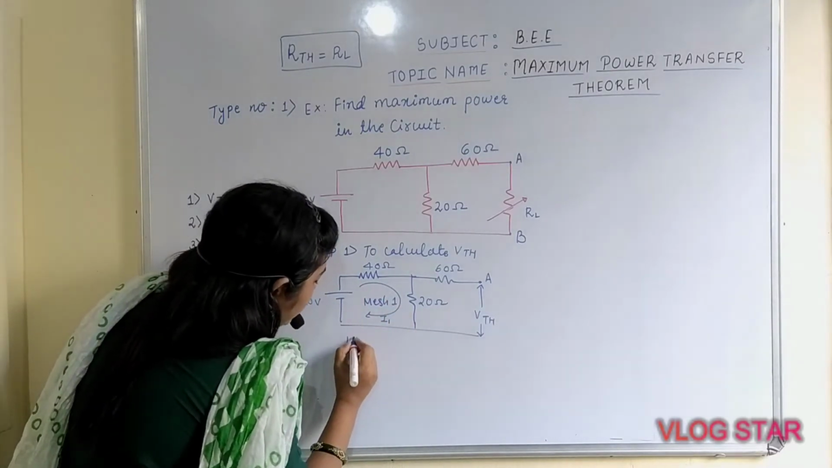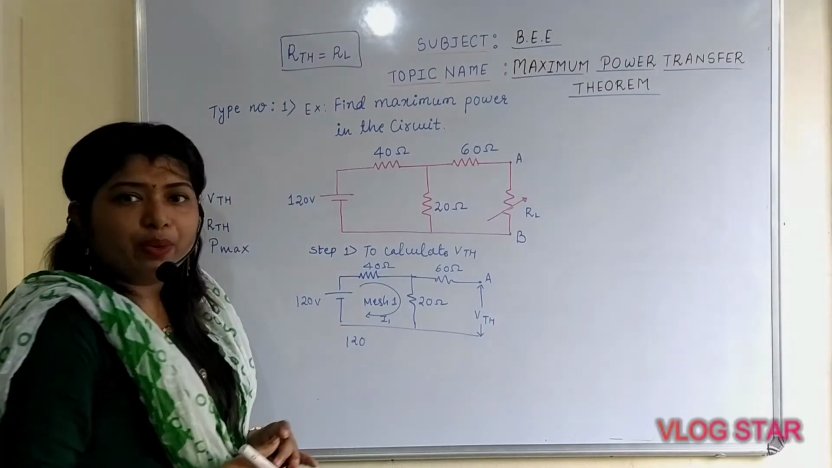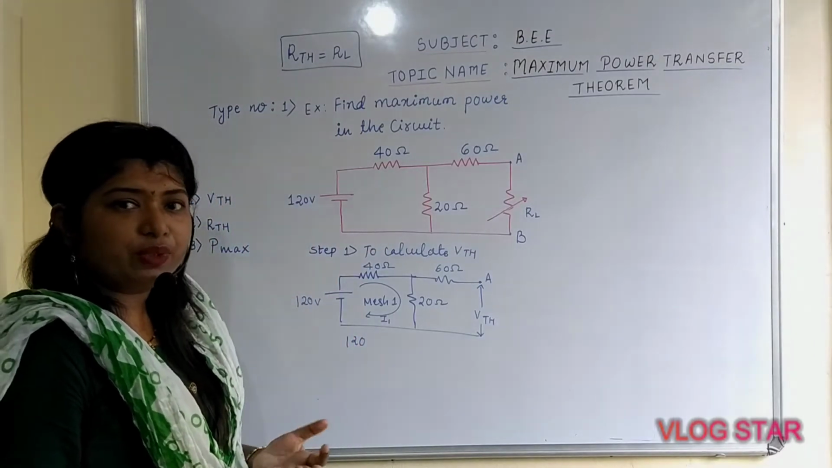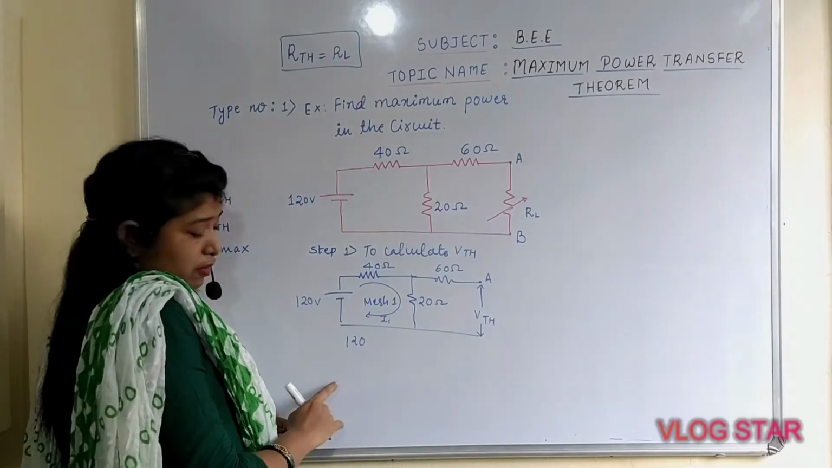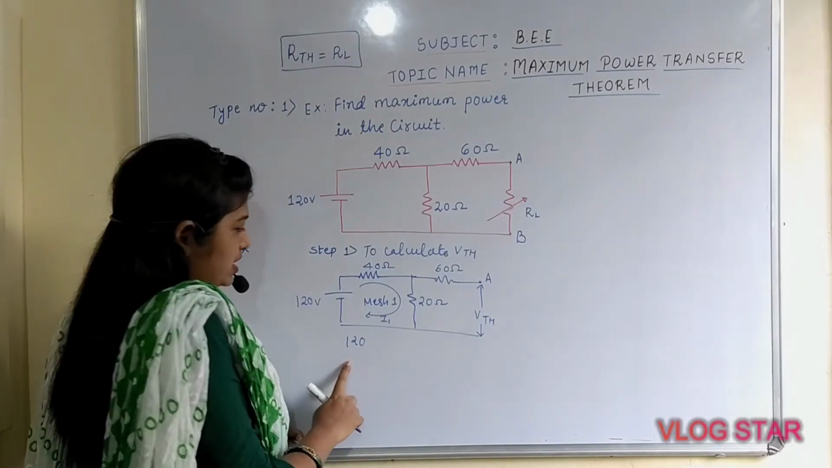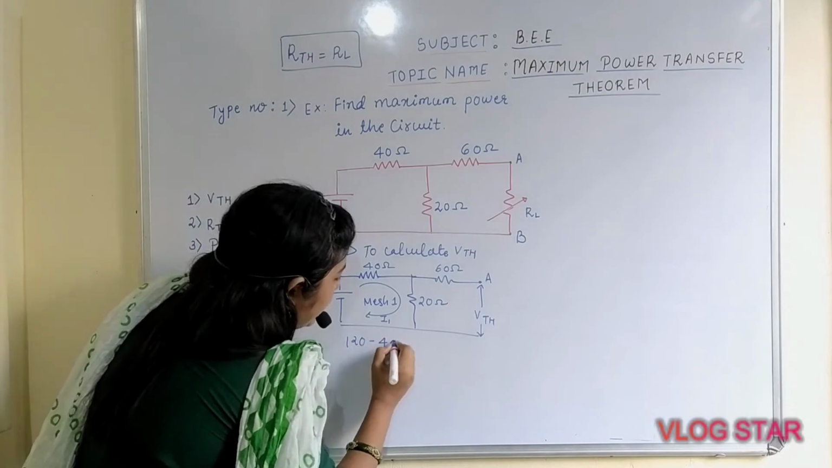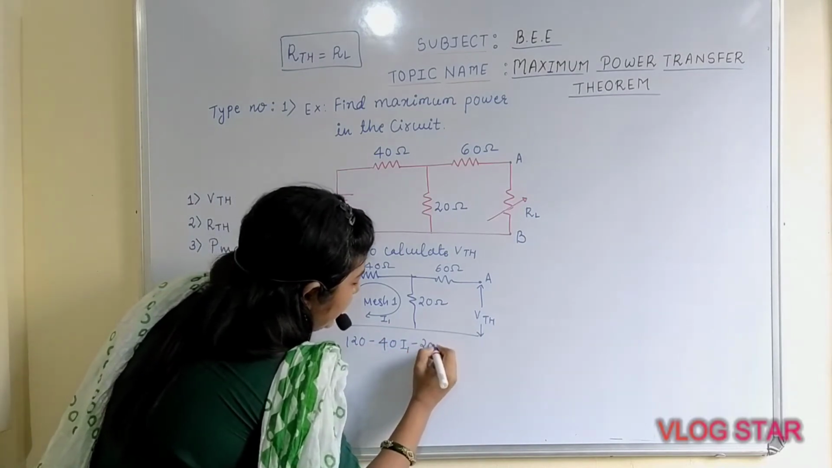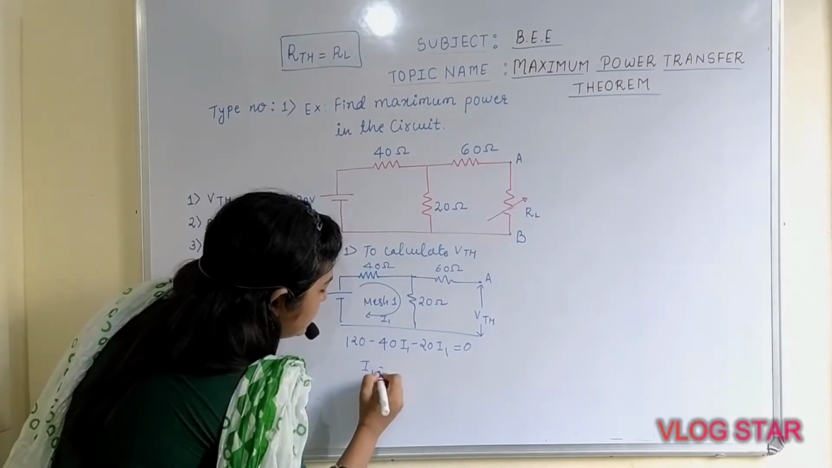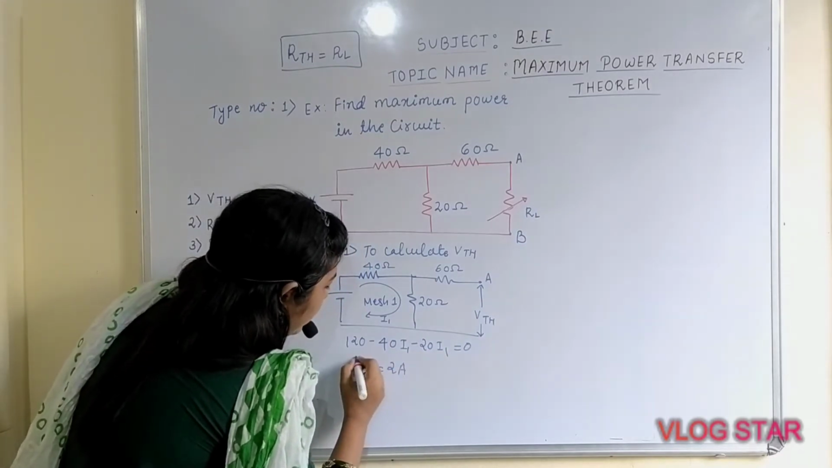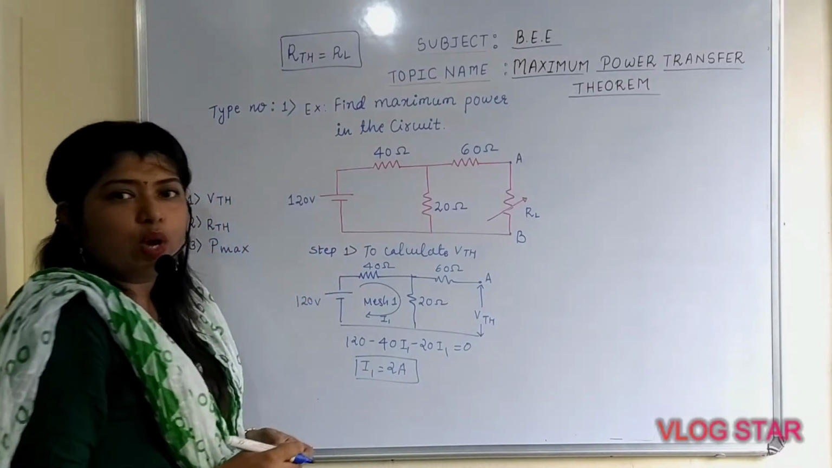As per the sign convention, if we go from the negative terminal of the battery to the positive, there will be a rise in potential, so the EMF is taken as positive. Then 120 minus 40 I1 minus 20 I1 is equal to 0. After solving this equation, you will get the current flowing through mesh 1 as 2 ampere.